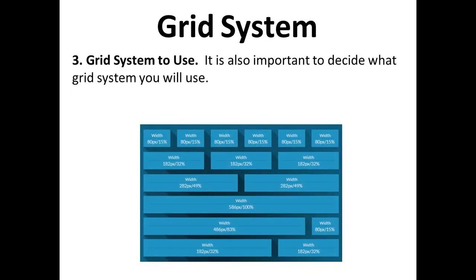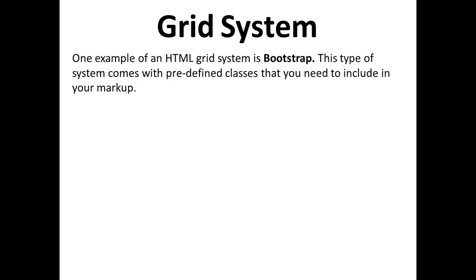Next is the grid system to use. It is also important to decide what grid system you will use. There are many grid systems available on the internet nowadays, but you have to decide which one you are comfortable using. One example of an HTML grid system is Bootstrap. This system comes with predefined classes that you need to include in your markup.